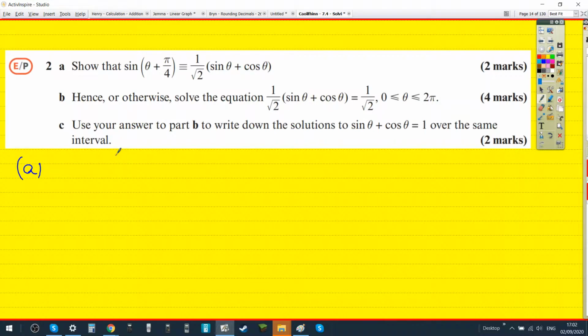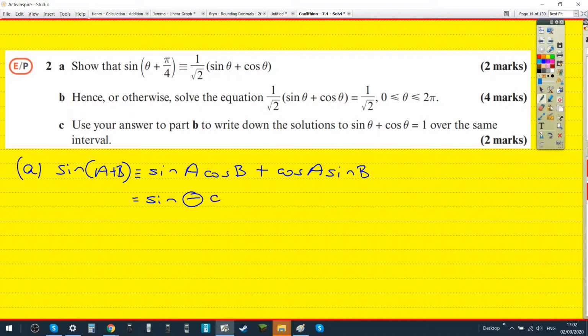Okay, so for the first one, do we use the rule that's like sine then brackets a plus b? Mm-hmm. And it's given to you. Yes. So then we write sine theta cos pi over 4 plus cos theta sine pi over 4.